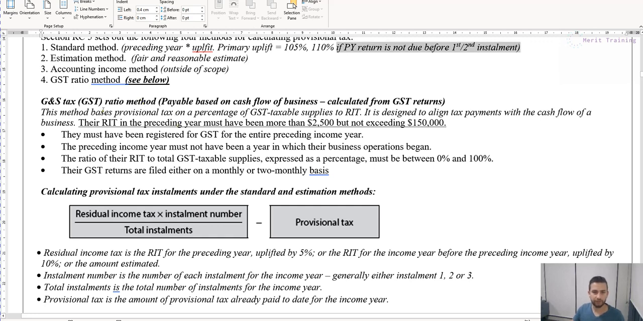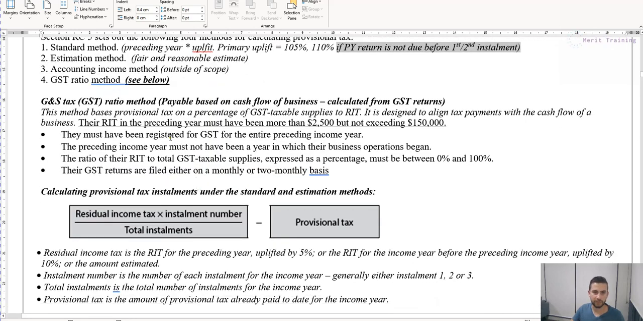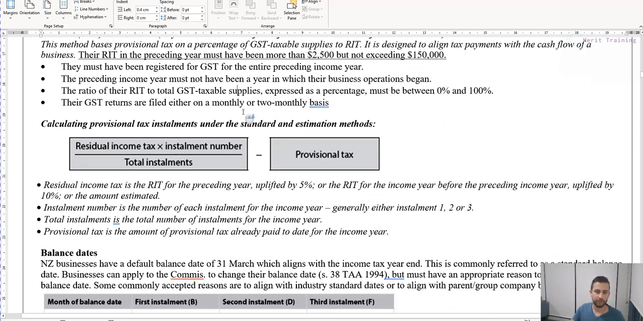So in order to use this method, the amount of installment tax paid in the previous year must have been more than $2,500 but not exceeding $150,000. The other requirements are that they must have been registered for GST for the entire preceding income year. The preceding income year must not have been a year in which the business operations began. The ratio of their RIT to total GST taxable supplies, expressed as a percentage, must be between 0% and 100%. And the GST returns are filed either on a monthly or 2-monthly basis. So if you satisfy all of the above, including the dollar amount up here, you can use this method.